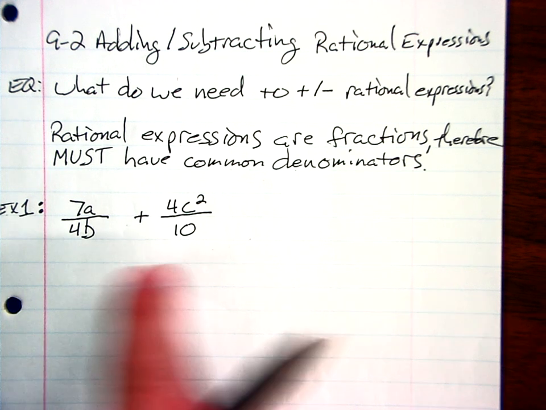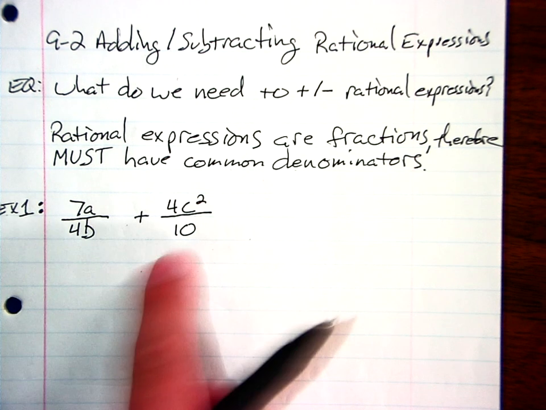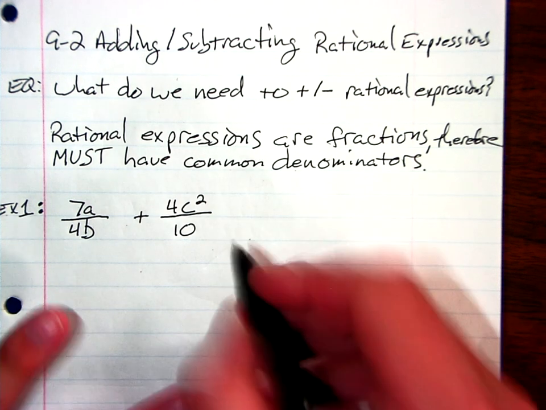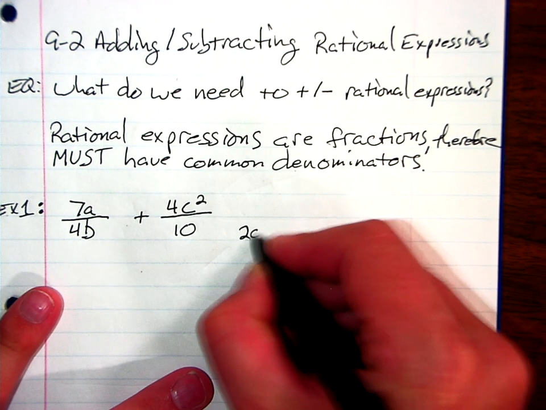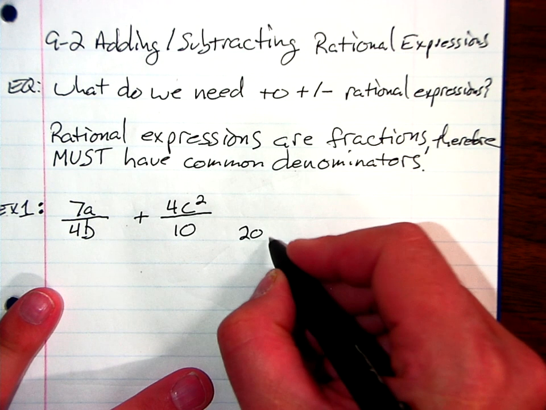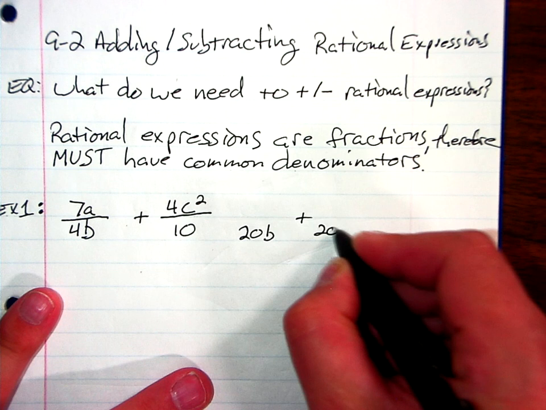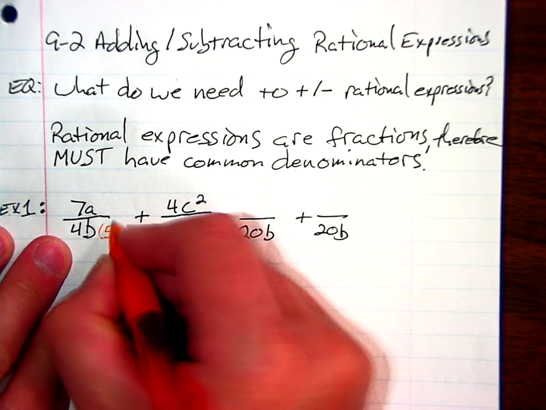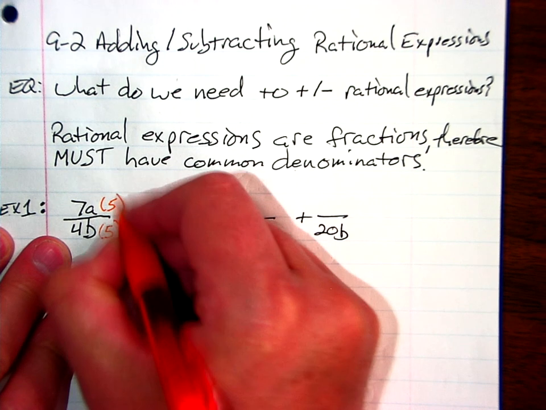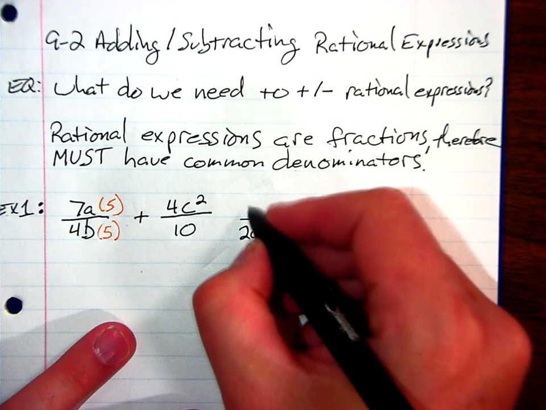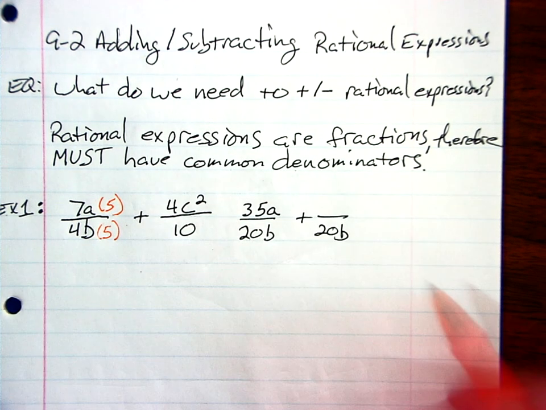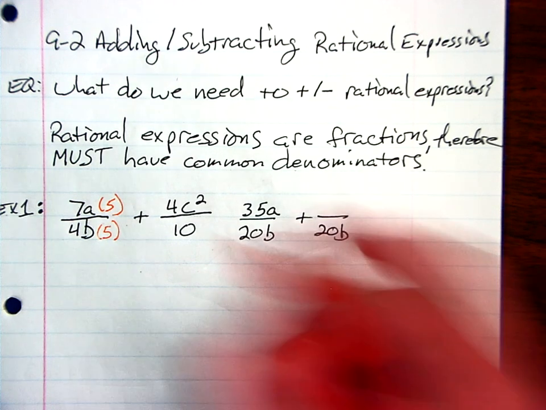Right, but how do I get 4 to be 2, and how do I get 10 to be 2? Right, exactly. So 20b is going to be my common denominator. What do I need to multiply 4b by to get to 20b? And if I do it to the bottom, I must do it to the top. So 7a times 5 is 35a.